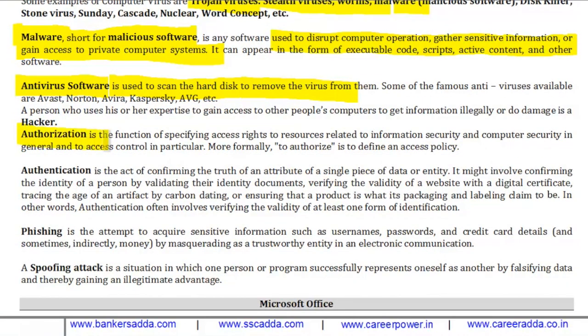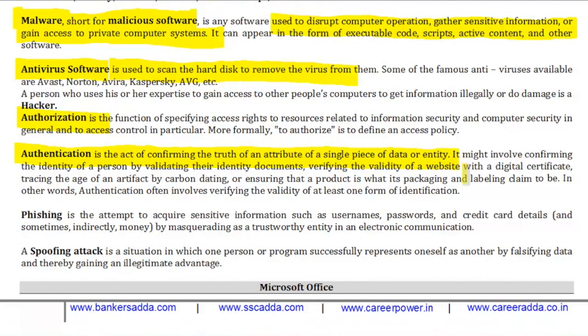Then there is a term authorization. It is the function of specifying access right to resources. And authentication is the act of confirming the truth of an attribute of a single piece of data or entry. We authenticate a piece or entry, and authorization is the act of providing access to an authorized user, the user whom we want to give access to.